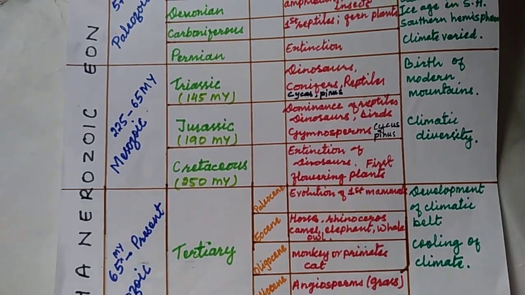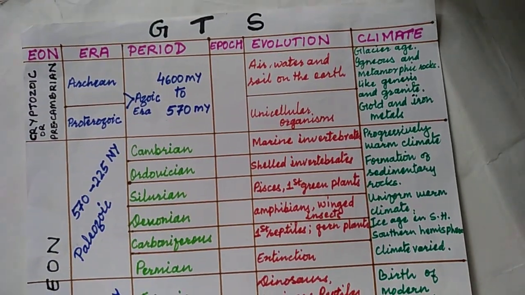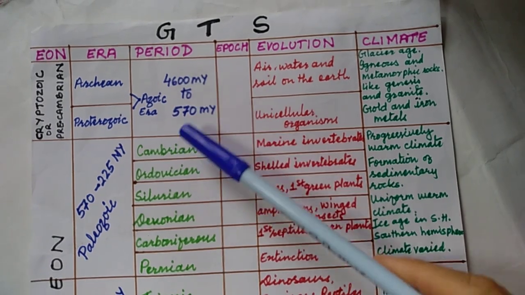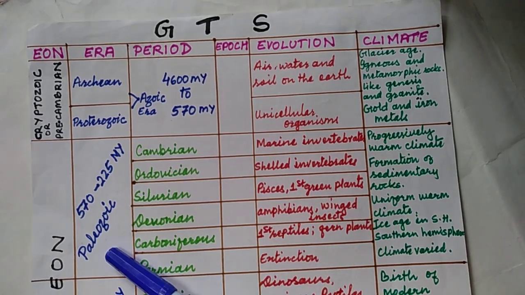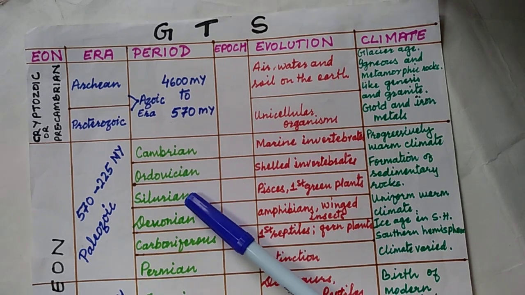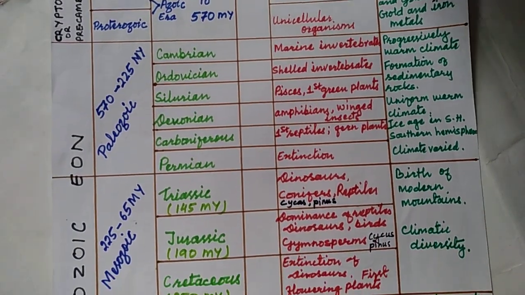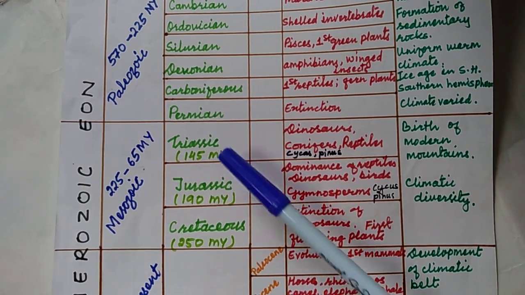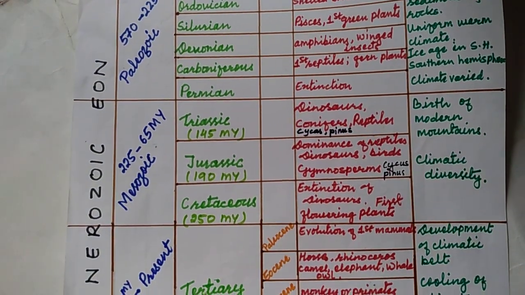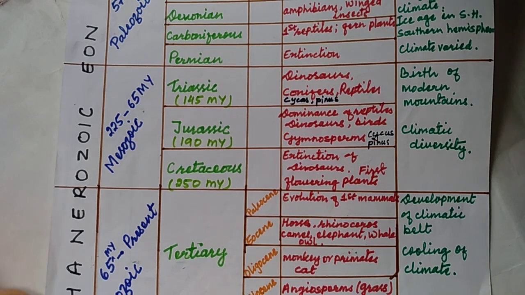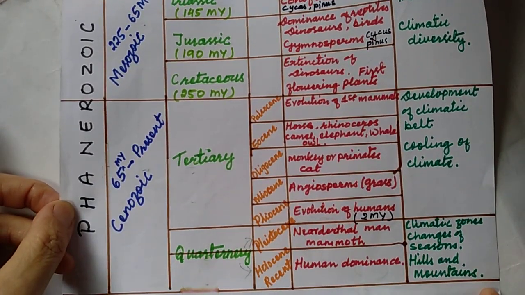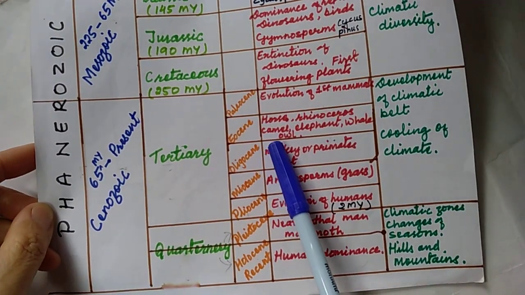Right, now eras are divided into periods. These are the periods. Periods under Paleozoic era: Cambrian, Ordovician, Silurian, Devonian, Carboniferous, Permian. In Mesozoic era: Triassic, Jurassic, Cretaceous. And Cenozoic era: Tertiary, Quaternary. Now these periods have been divided into epochs.